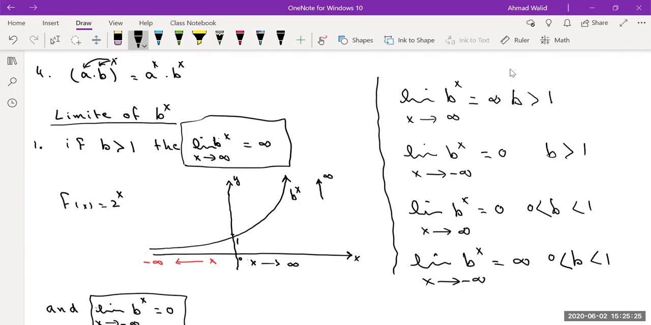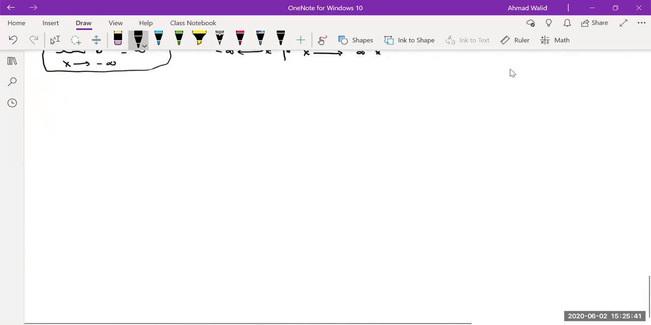These 4 you have to memorize, you have to remember them, because when you are dealing with limits of exponential functions, you are actually using these 4 ideas to do the limit. Now I'll show you an example. Right?